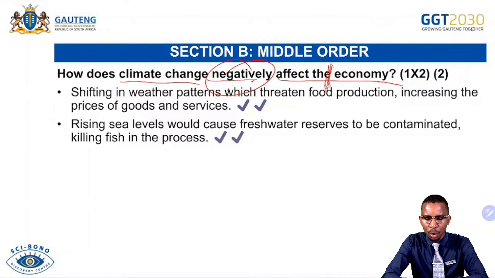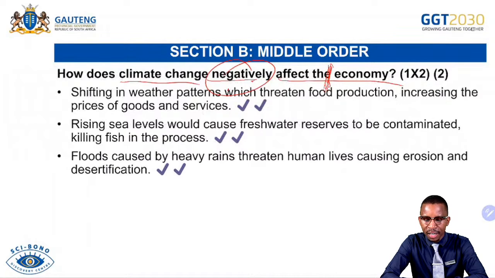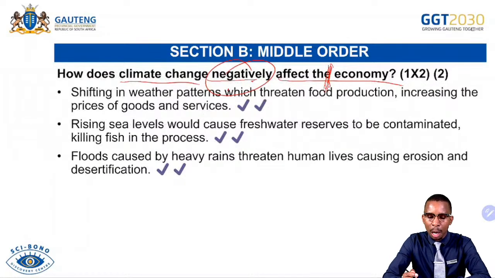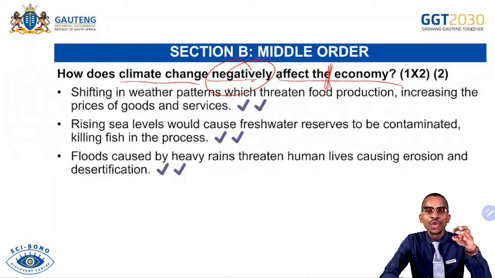Rising sea levels would cause freshwater reserves to be contaminated, killing fish in the process. So animals that are found in water will be dying because of what we call rising sea levels, as well as contamination. Floods caused by heavy rain threaten human lives, causing erosion and desertification. Because of floods, there will be erosion. That means whatever has been planted in there is not going to grow. It will be destroyed. Then there will be a bad effect on the economy because of that.